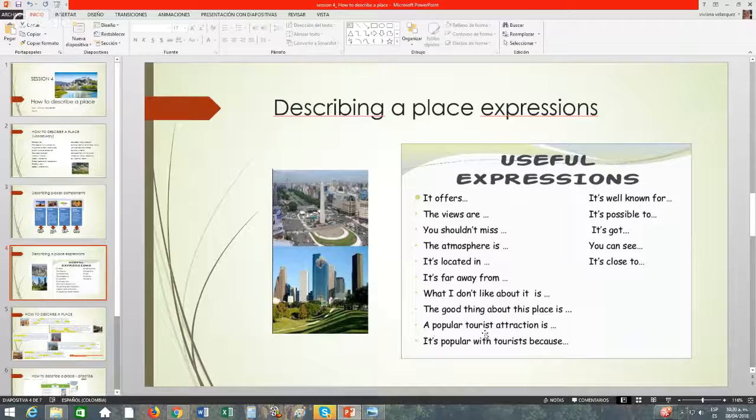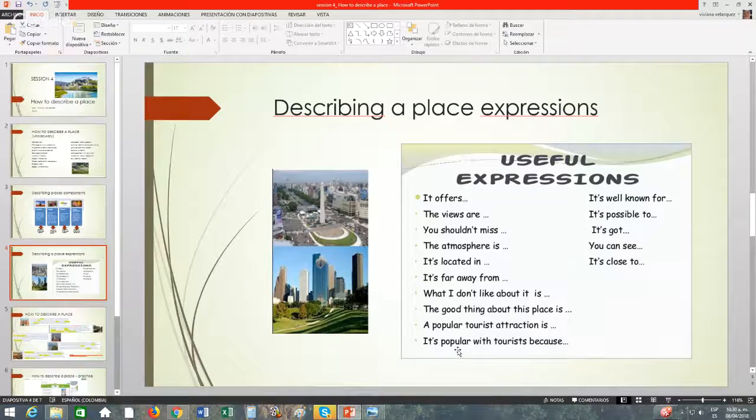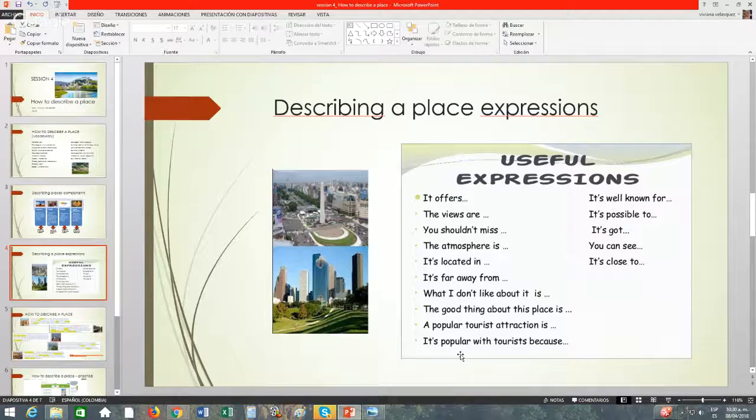Now, a popular tourist attraction is something that you can continue describing, no? A popular tourist attraction is Monserrate because it's the most representative hill in Bogota, right? You complement. Okay. It's popular with tourists because, and you are giving the reason. Yes? Okay. So maybe you can describe or explain historical aspects of the place.